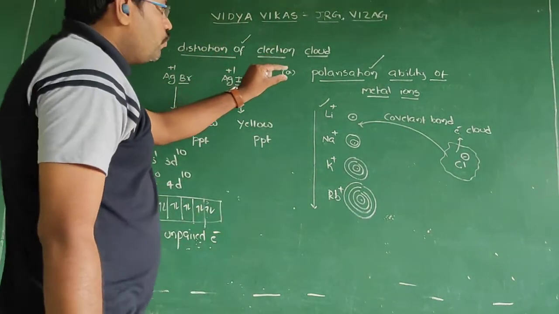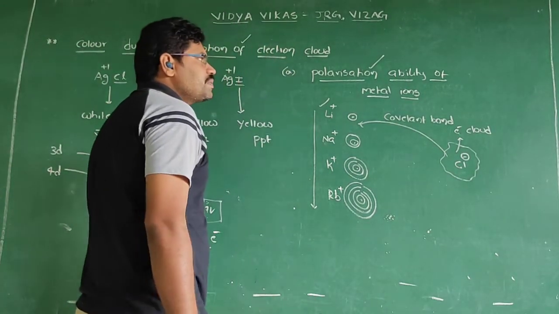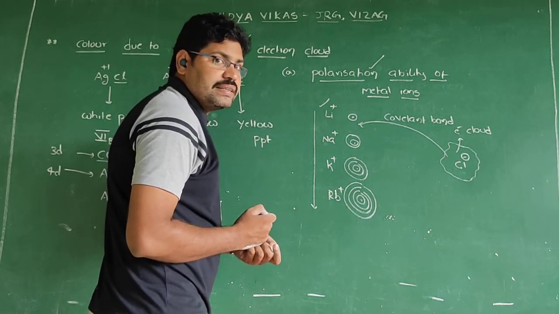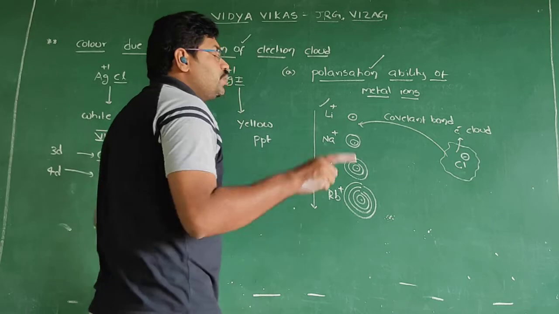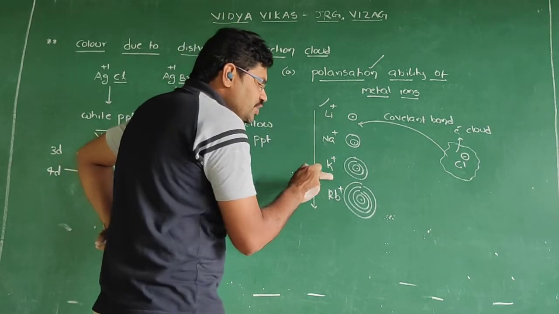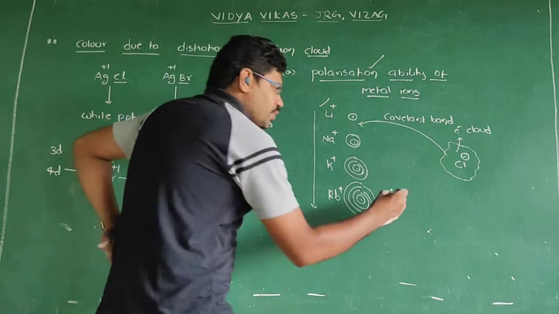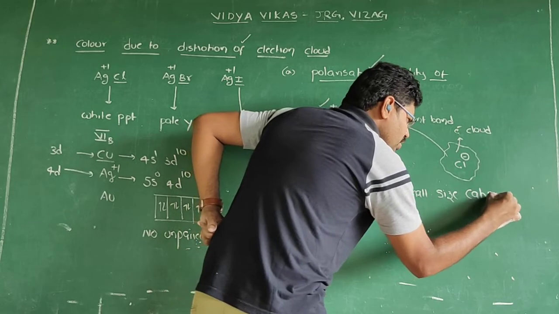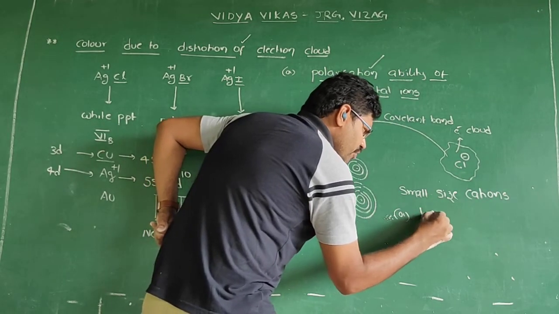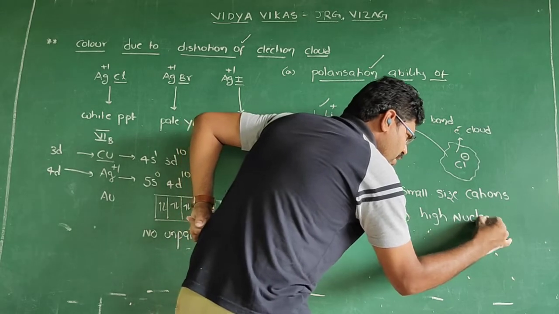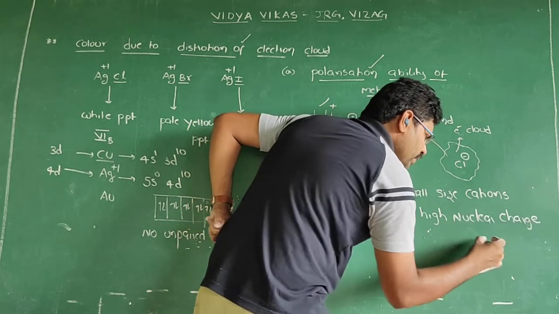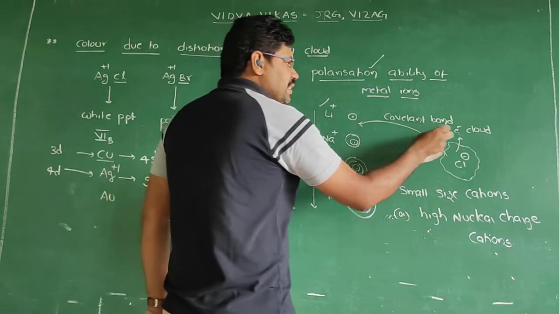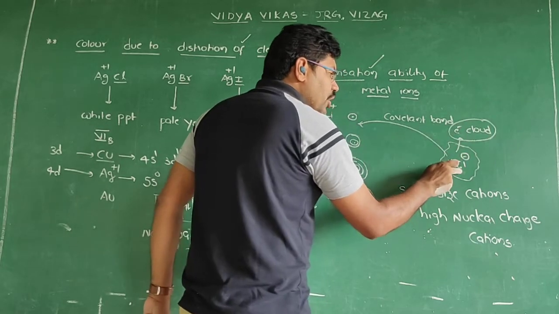And that's why for cations polarization ability is more, dear students. For which type of cations? Those cations which are small in size. Small size cations which possess a very high nuclear charge, those high nuclear charge cations, they polarize the electron cloud around the anion, dear students.